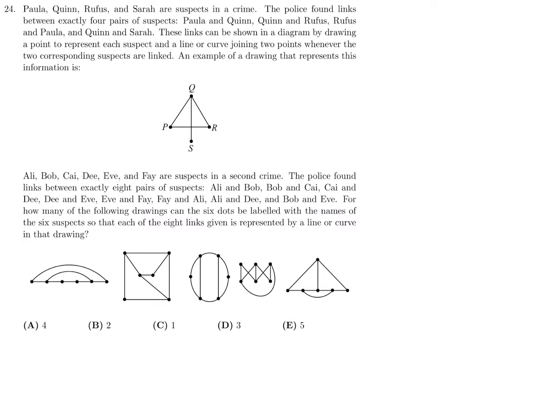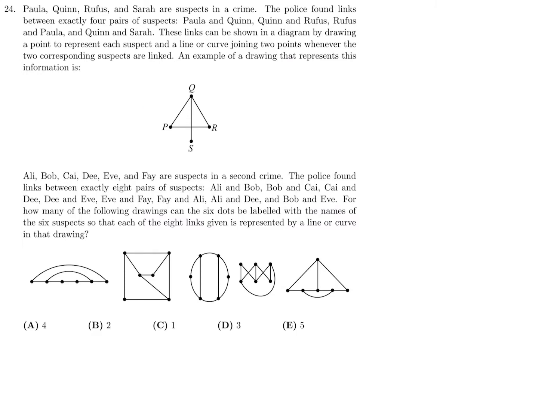Paula, Quinn, Rufus, and Sarah are suspects in a crime. The police found links between exactly 4 pairs of suspects, Paula and Quinn, Quinn and Rufus, Rufus and Paula, Quinn and Sarah. These links can be shown in a diagram by drawing a point to represent each suspect in a line or curve, joining 2 points whenever the 2 corresponding suspects are linked. An example of a drawing that represents this information is right here.